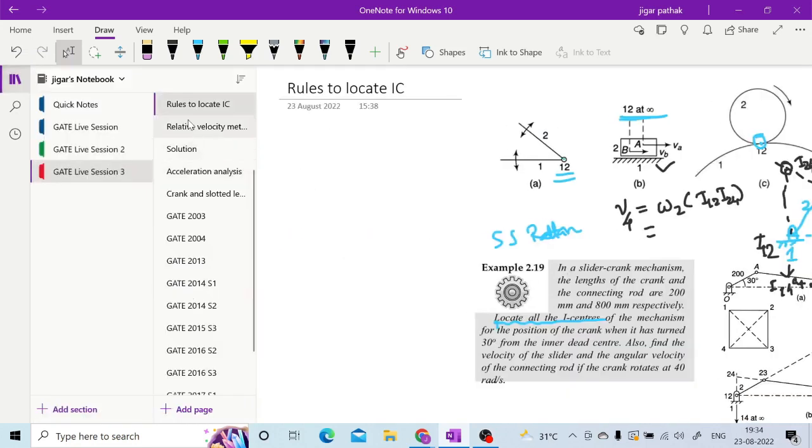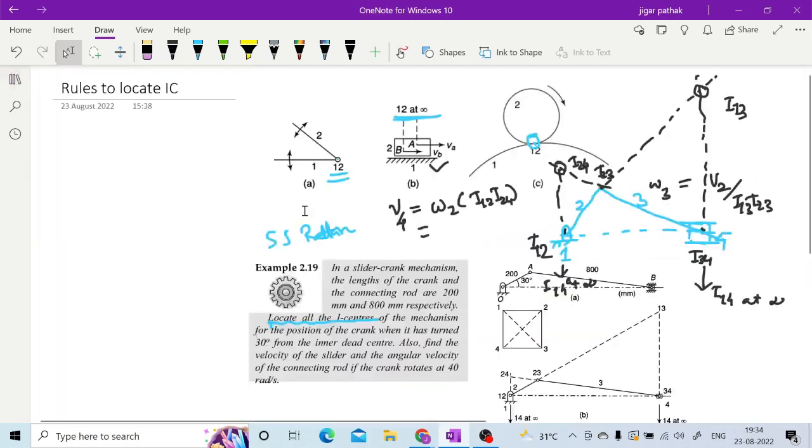Can you explain again, sir? How is the expression V4 equal to omega 2 times I12 I24 written? Please explain it. The expression of V4, the velocity of the fourth link. The velocity of the fourth link is connected to the instantaneous center 2-4, right? Because link 4 is the slider, correct?